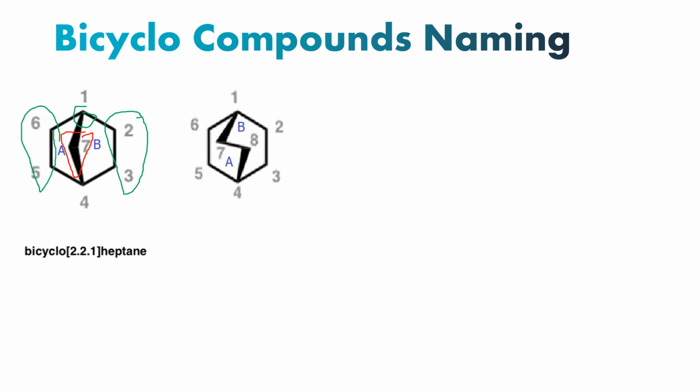Similarly, you can go for these examples also. In this example also you can apply the same kind of criteria. This is ring A, this is ring B, this is ring A. There are 2 carbons here, 2 carbons here, and in between again there are 2. So it is a total of 8 carbons, so it is octane. So bicyclo 2.2.2 octane.